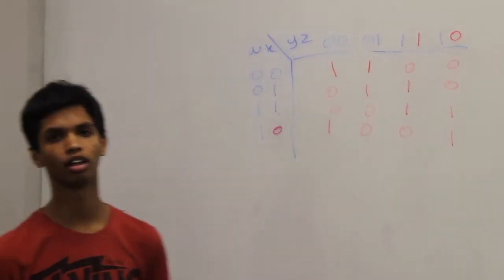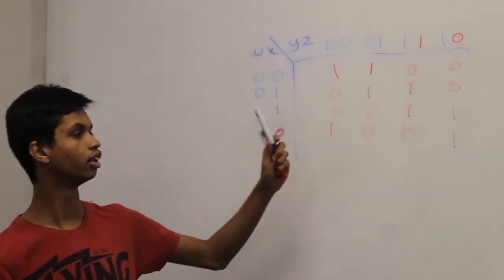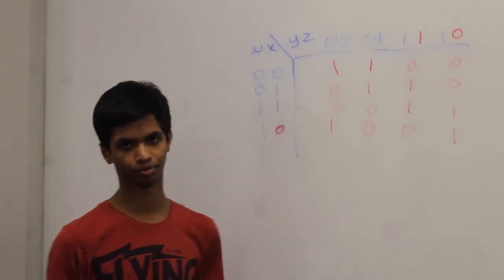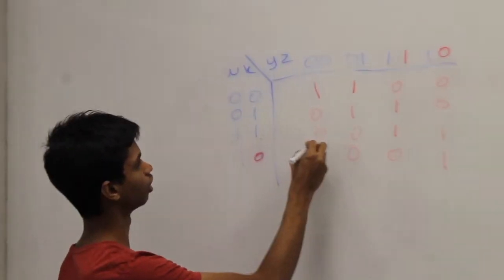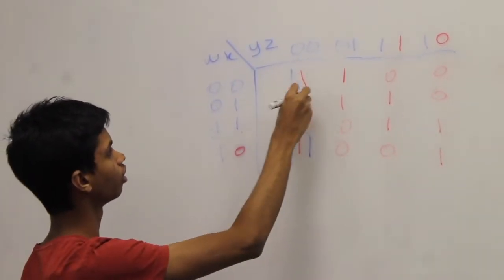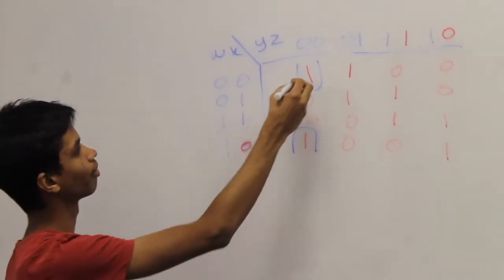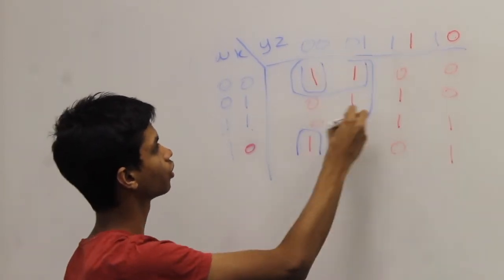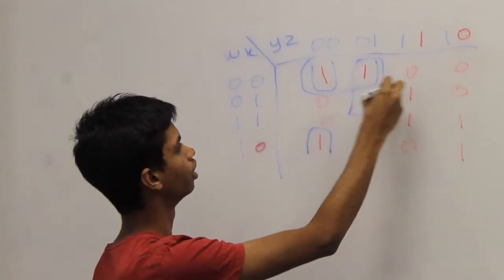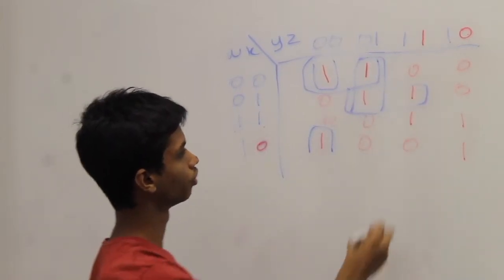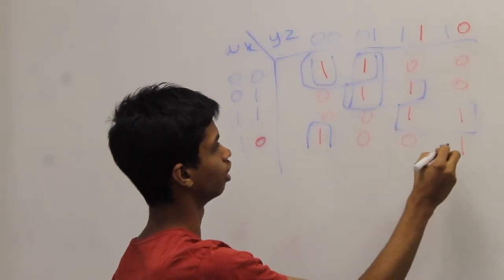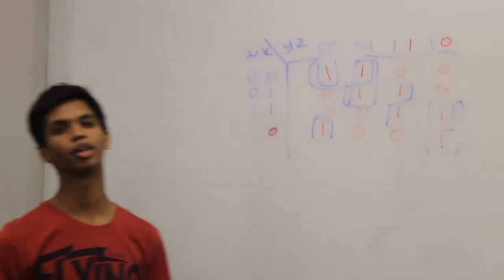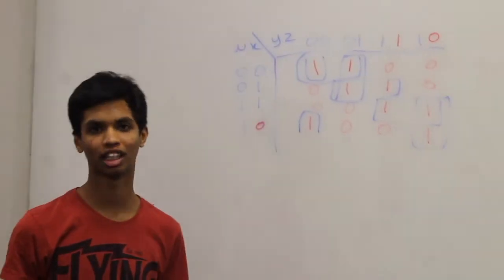The rules for the grouping are that we have to cover all the ones in the groups, and all the groups should have 2 to the power n cells. So the first group will be this one, which has 2 to the power n cells, which is 2. Now the second group will be this one, the third group this one, the fourth this one, the fifth this one, and the sixth group this one. So this K-map will have 6 groups, which can help to form the simplified Boolean expression.